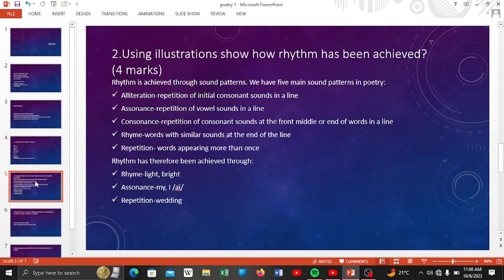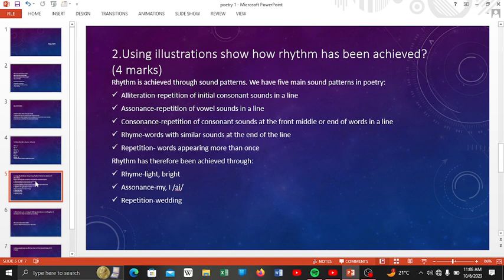We identify them through the sound patterns. So we have 5 sound patterns. We have alliteration, that is the repetition of the initial consonant sounds in a line. For example, in words like but and bite, so the B sound, and they have to be on different words.